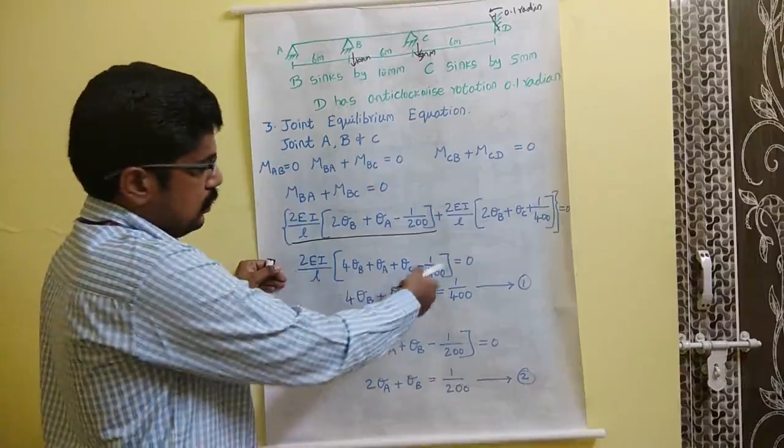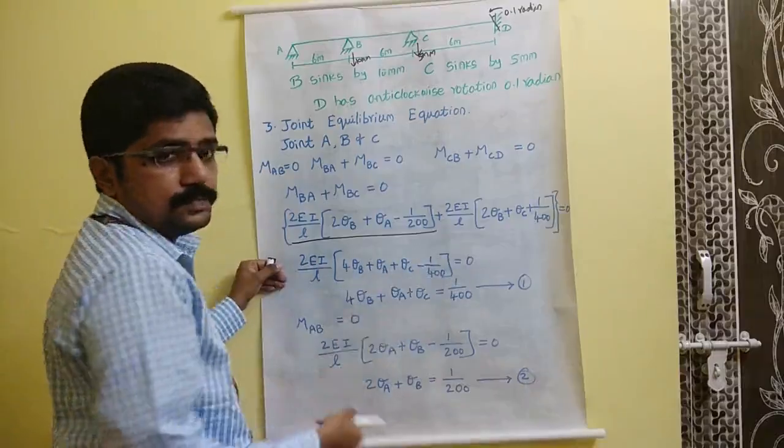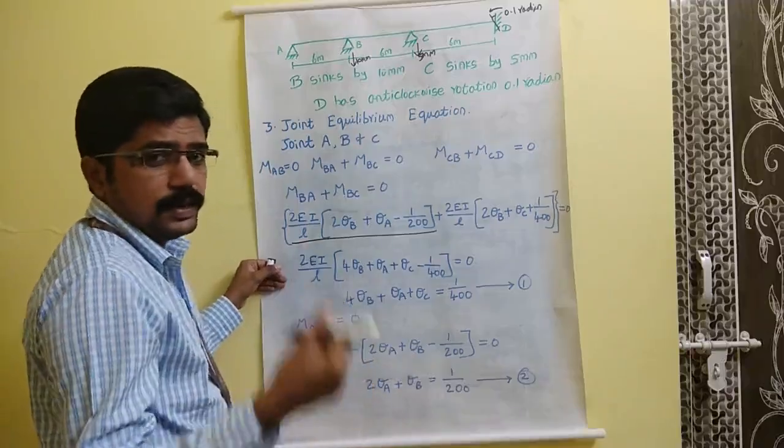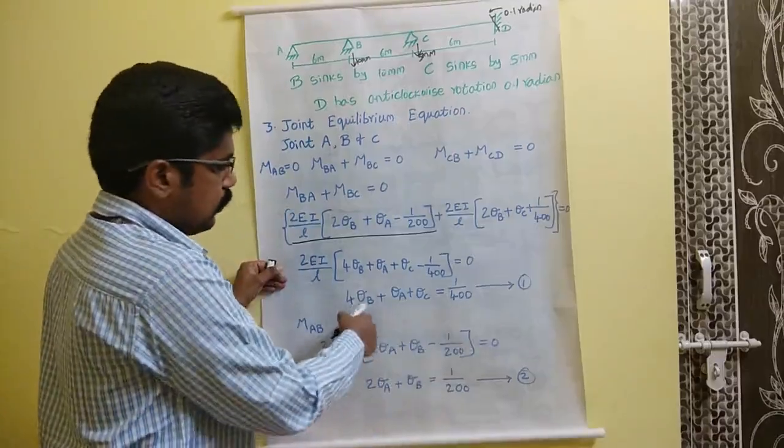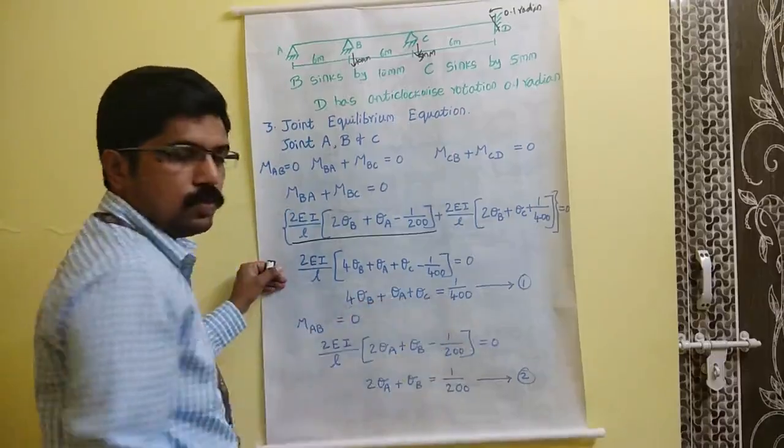So if it is coming to this right side, it will come as the denominator. So 0 by anything is 0. So I have written the simplified step. The final answer is 4 theta B plus theta A plus theta C equal to 1 by 400.